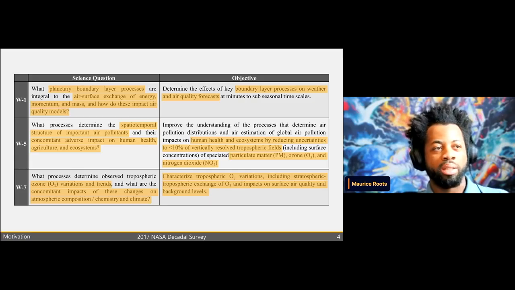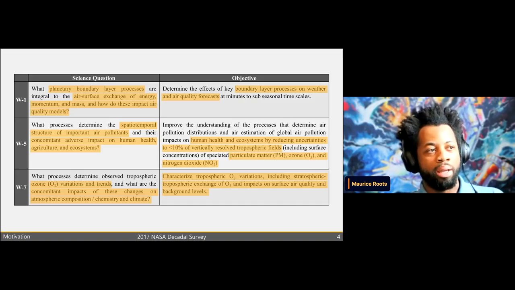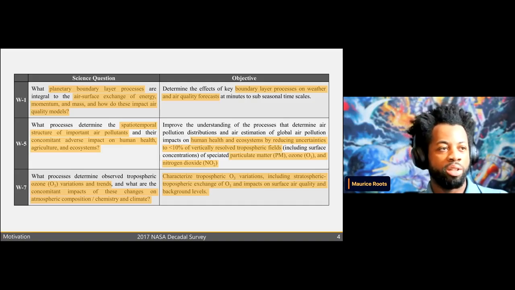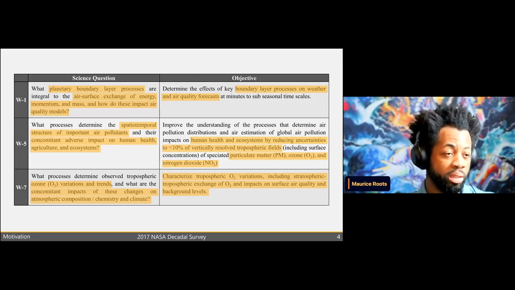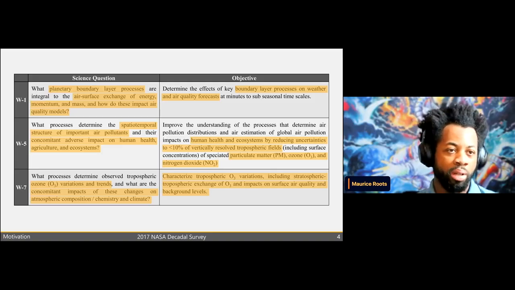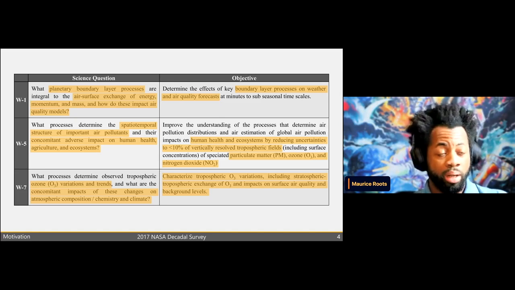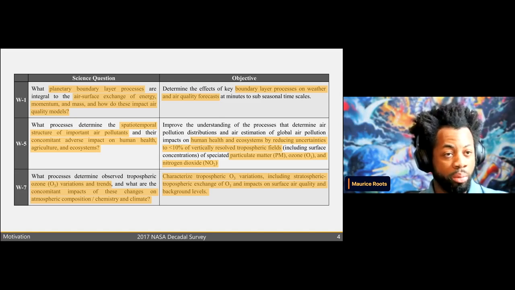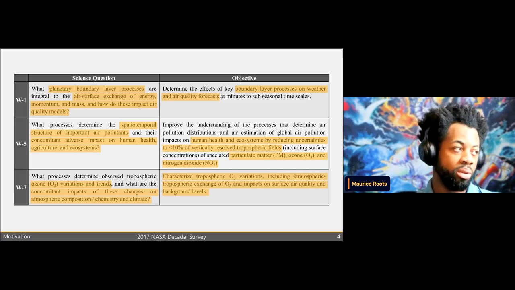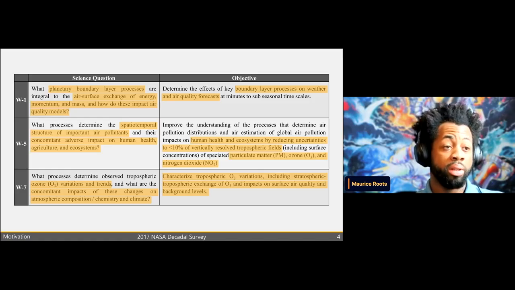How is that impacting the way we predict these kinds of events happening in the future? And then what are the processes that are determining why we're seeing things in certain places at certain times, and what are the concomitant or natural impacts that are degrading human health, agriculture, and ecosystems? Because if the pollution is bad for us to breathe, it's bad for the land animals and marine animals, as well as the plant life too, because they're also taking these things in when they respirate.